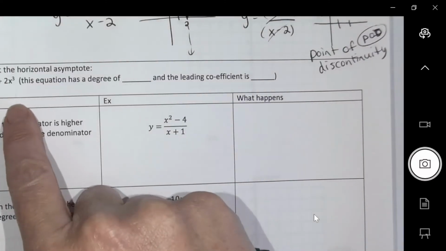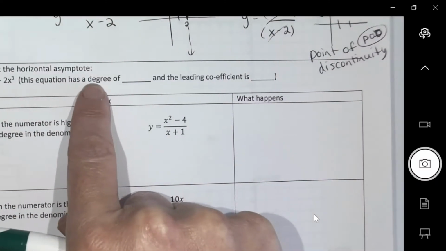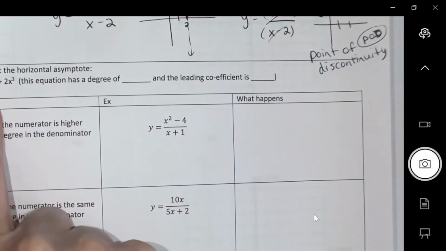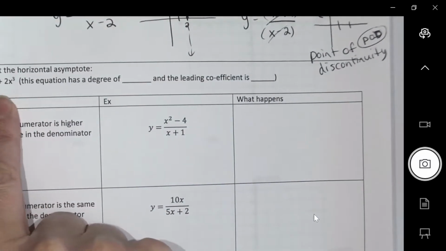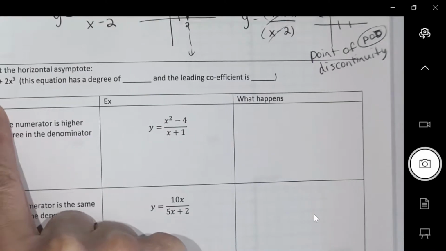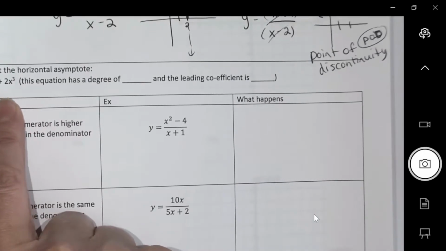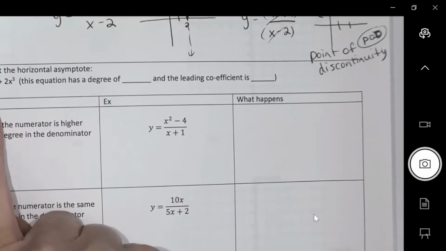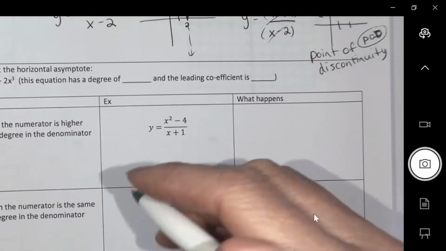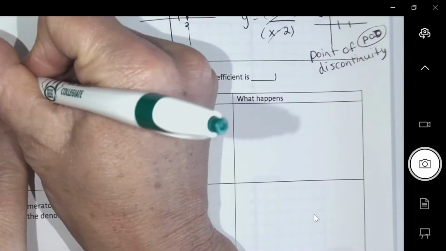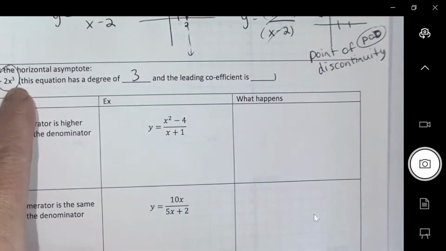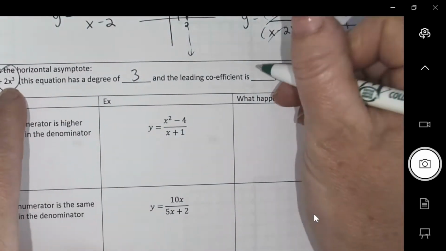Okay, this equation is what degree? We just learned this unit. What's the degree of this equation? Is it a quadratic? Is it a cubic? Is it a quartic? It's cubic. It's a degree of 3. That's the highest. And the leading coefficient is a 2.